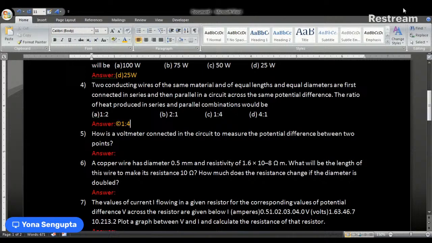I just write the points here, that the voltmeter should be in parallel between the 2 points.